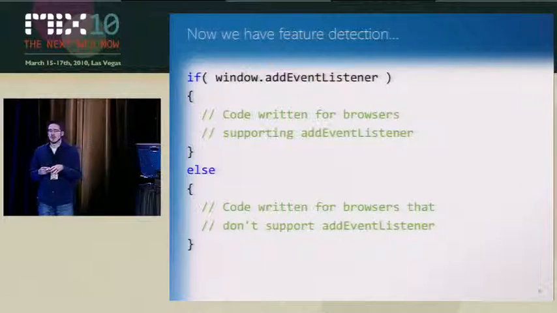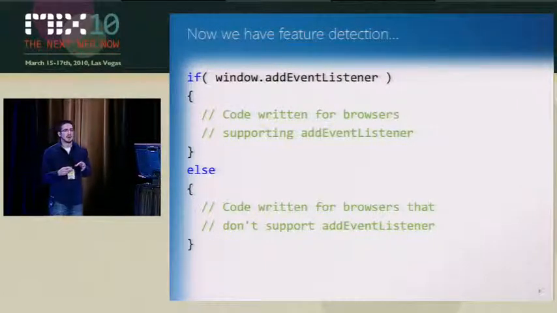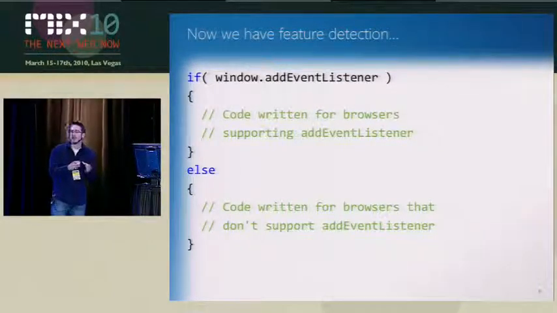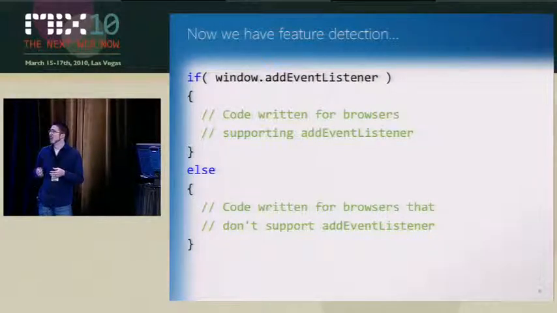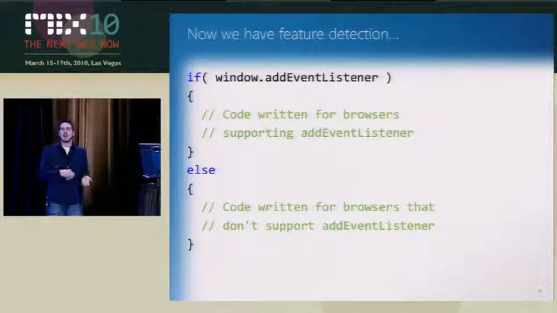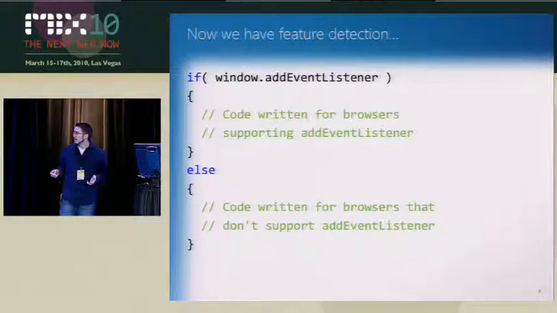Now, what's come up in more recent years as a strong recommendation is to do something called feature detection. This is where you're actually looking not for a specific browser, but for whether that browser you're currently running in supports the feature you want to use. So in this case, I'm not looking for browser X and browser Y. I'm checking whether a browser supports addEventListener, and then falling back to some alternative code that I have in cases where it doesn't.